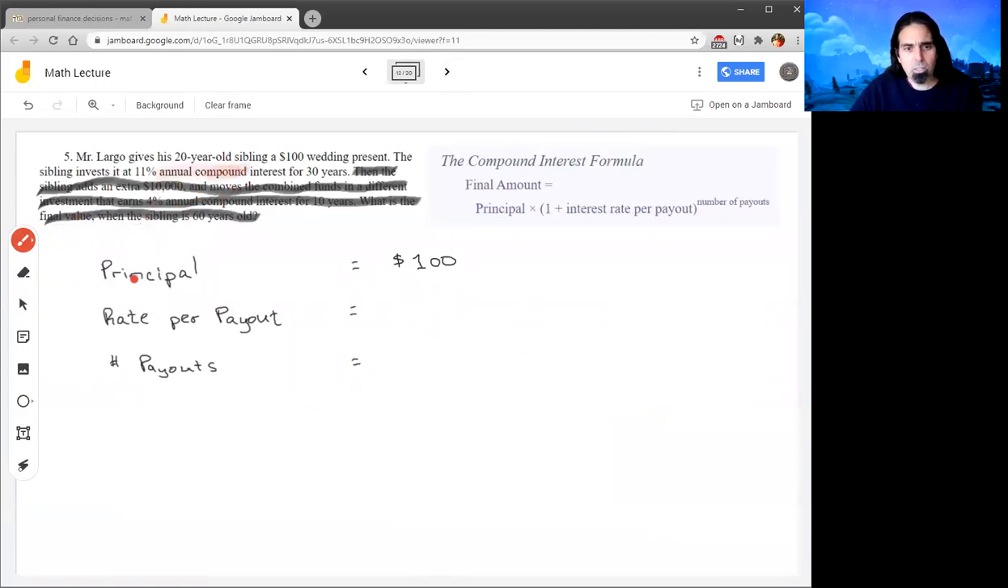So only once a year, which matches up to the numbers we're given, so we don't have to fiddle. So the rate per payout is going to be 0.11 from 11%, moving twice to the left to get out of percent. And we don't have to do anything. It is per year, and we want it per year because it's annually compounded. And how many payouts? 30 years. And again, the time frame is what we want. We don't have to do any times 12s or funkiness.